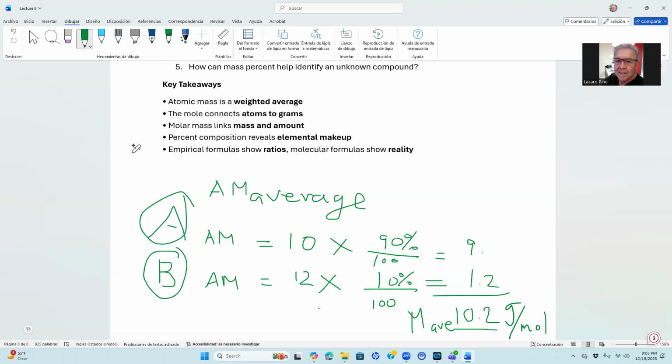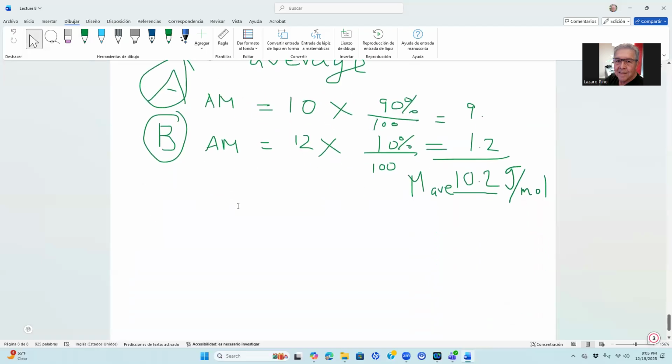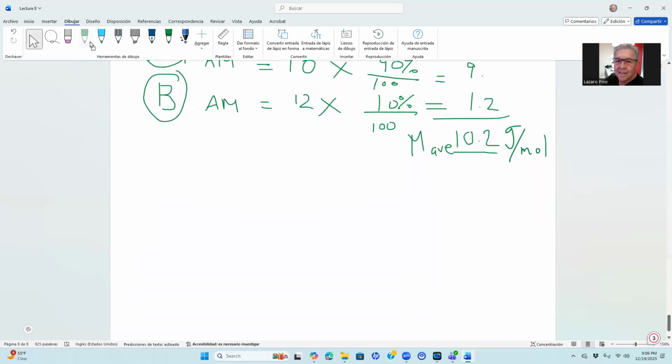Don't forget about this. The other important thing that we studied during this lecture is how to calculate the percent of one element in a compound. Suppose that a compound is made of A, that the atomic mass is 16, and B, that the atomic mass is 14. Then you say, what is the percent of A in AB?